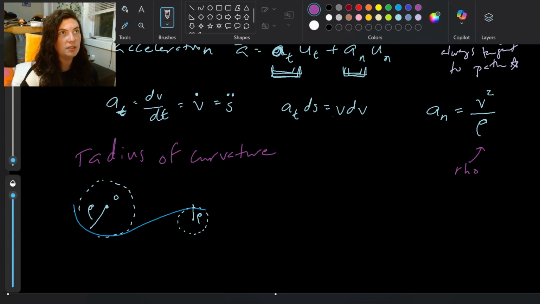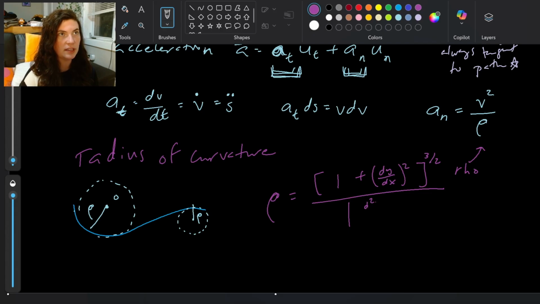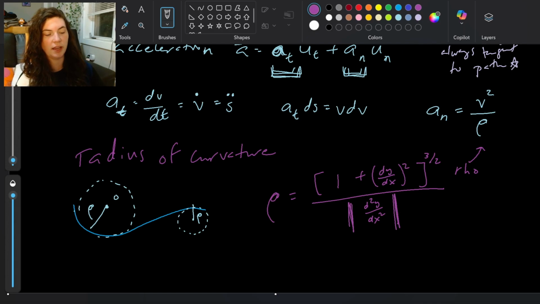And we can define this with rho equals, and I'm sorry, it's a big, long, nasty equation. It's not hard to use, it just looks kind of gross. 1 plus (dy/dx) squared, all in the numerator to the 3/2 power, all over the absolute value of the second derivative, d squared y over dx squared. Absolute value of the second derivative of the relationship between x and y.